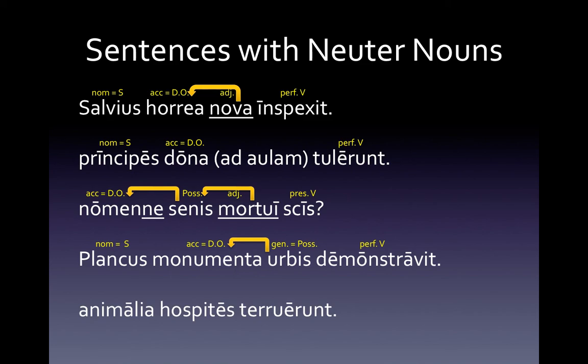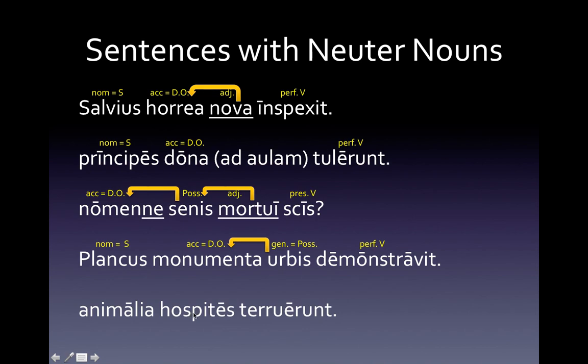We've got animalia hospites terruerunt. Now, this one is very confusing. Animalia, you may think that this is a first declension nominative singular until you see that your verb is plural, and that doesn't make sense. You can't have a singular subject going with a plural verb. And then you'll think about it and remember that this is a neuter noun. It could be nominative plural, it could be accusative plural.